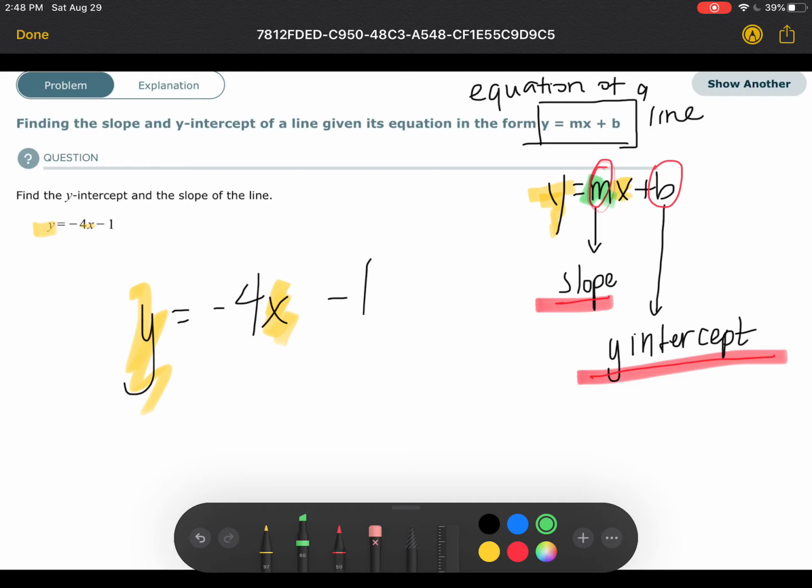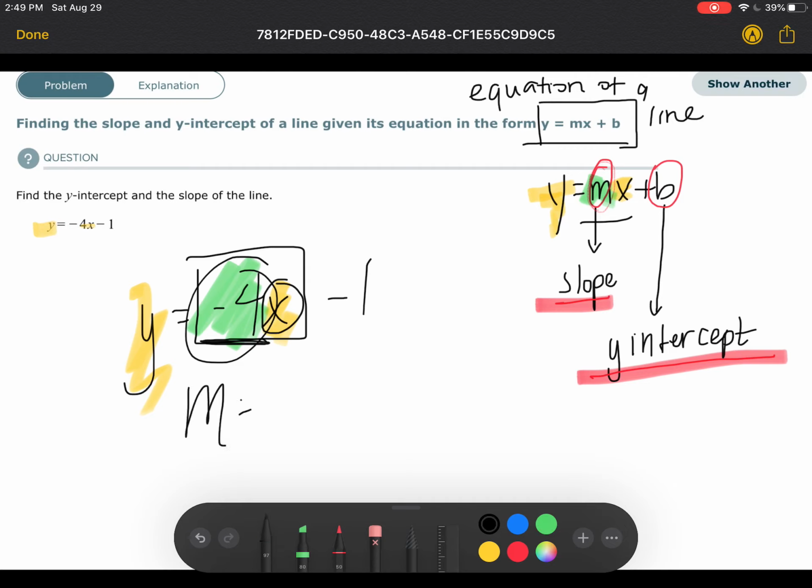Your slope is always right next to being multiplied by your x. So if you want to find the slope, find out where your x is, right? And then the number that's connected to it is your slope. So that's where that is right there. So that is negative 4. So your slope of your line, m, or slope, is going to equal negative 4.